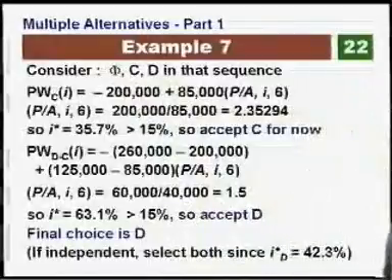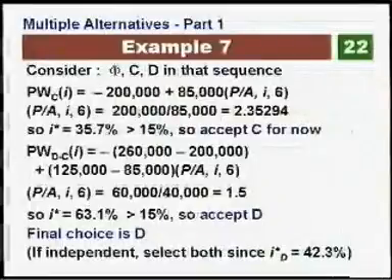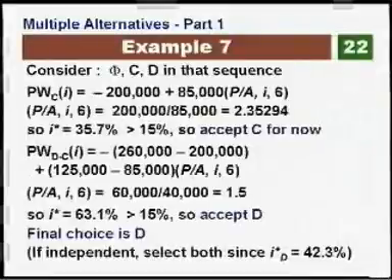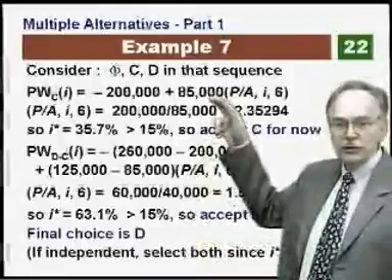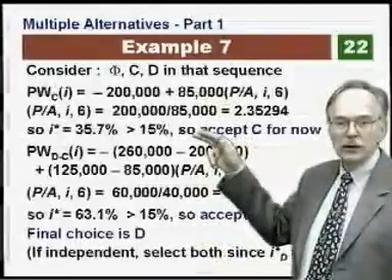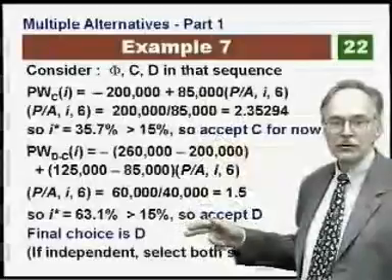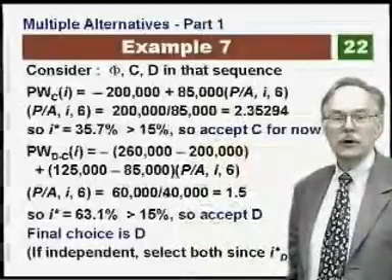And just as a note, if we had independent projects, then we would select both, because we could go ahead and compute the internal rate of return for D all by itself, and that's 42.3%. We would have, of course, suspected very strongly that it's above the minimum attractive rate of return based on the incremental analysis. So for independent projects, we would select both. For mutually exclusive projects, we follow the incremental procedure, look at C, that's acceptable, then look at D minus C, that's acceptable, so we make our final choice, alternative D.